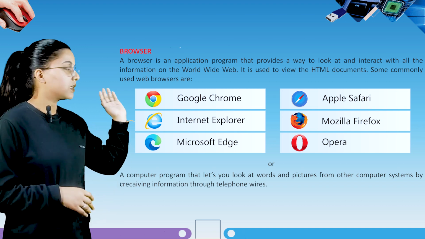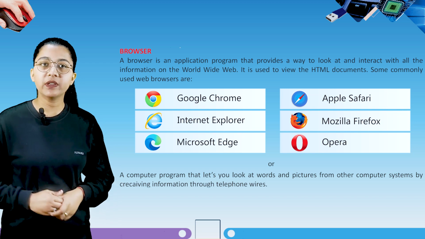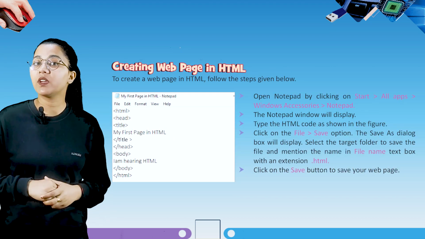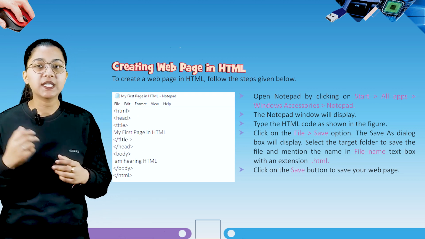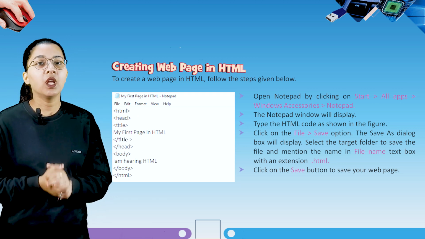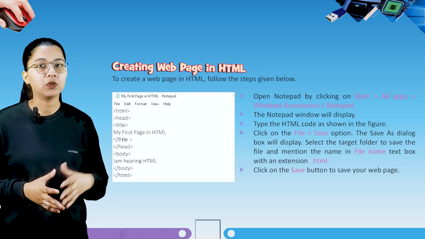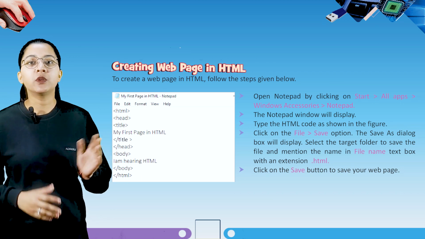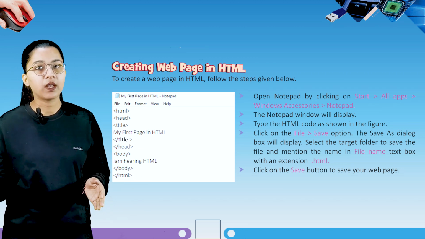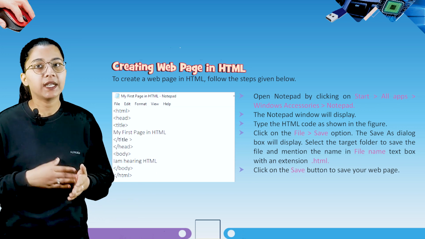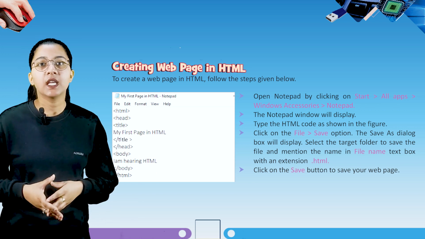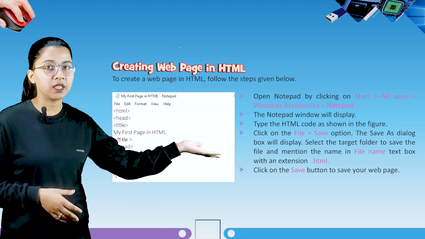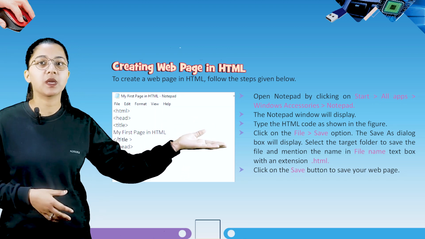So students, let's start our next topic, which is creating a web page in HTML. In this topic, we are going to read how we will create a web page in HTML. So let's read. To create a web page in HTML, follow these given steps below. First, open Notepad by clicking on Start, then All Apps, then Windows Accessories, and lastly Notepad. Next, the Notepad window will display. Then type the HTML code as shown in the figure. Here you can see the figure of HTML code.